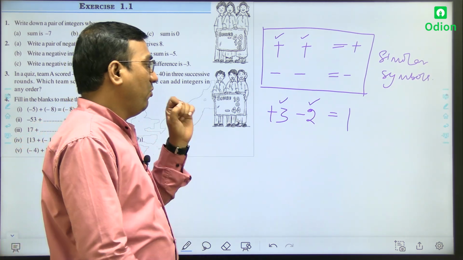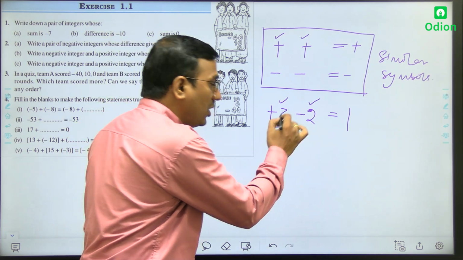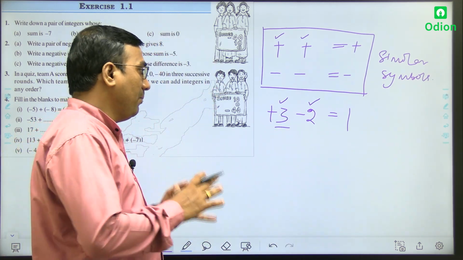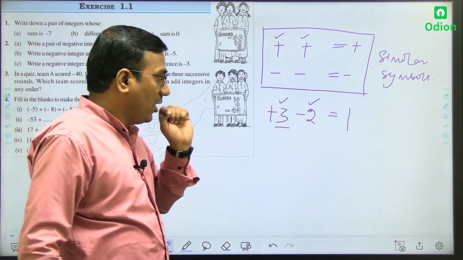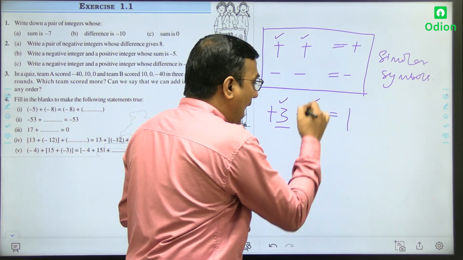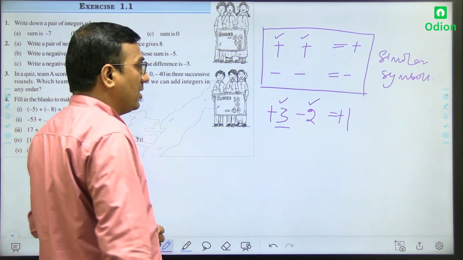Remember one thing. First, select the bigger number. Here the bigger number is 3. And what symbol over here? The symbol is plus. Then the result is 1 and the symbol is plus. Okay. Then go for the second example.